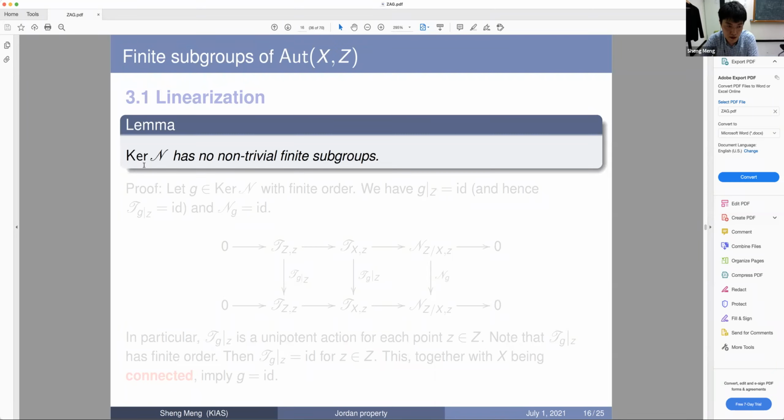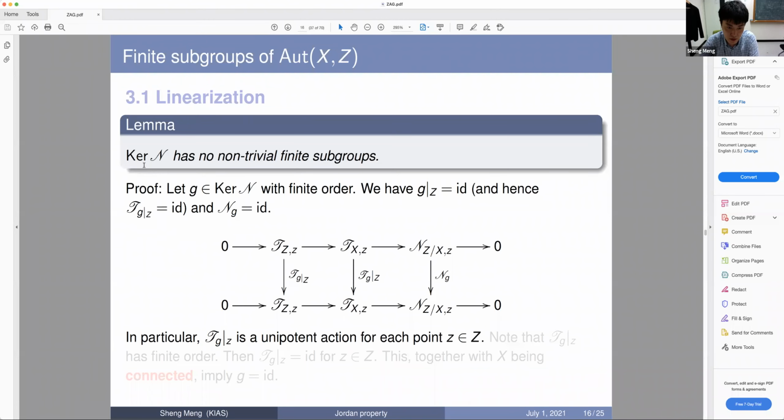A simple lemma is that this is a group homomorphism, and its kernel has no non-trivial finite subgroups. This is simple because we let g be an element in this kernel with finite order. By definition, g lies in the kernel means that N(g) is trivial. So N(g) is identity, meaning that g descends to identity over the base. And moreover, the tangent map of the restriction of g on Z is identity.